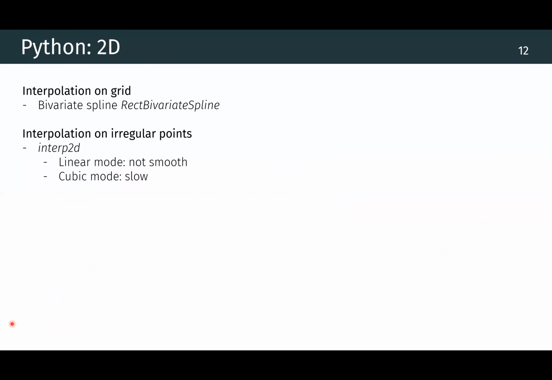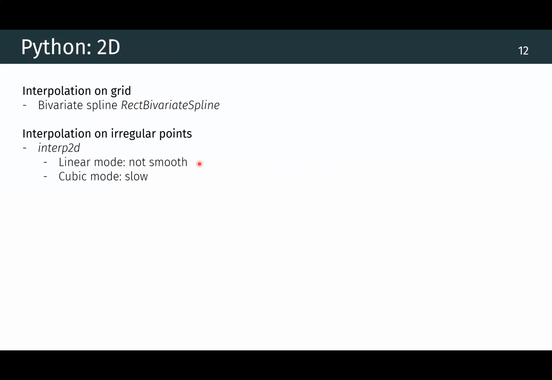Python can do the 2D case. I just want to quickly mention that and give you the name of the functions that you can use for that. Since it's rarer in practice, I don't want to go into detail on that. So if you want to have splines on a regular grid, so where all points are rectangular, then you can use this class in scipy optimize, rect bivariate spline. If you don't have that, but if you rather have irregularly spaced points, then you need to check out this function, which comes in 2 flavors.